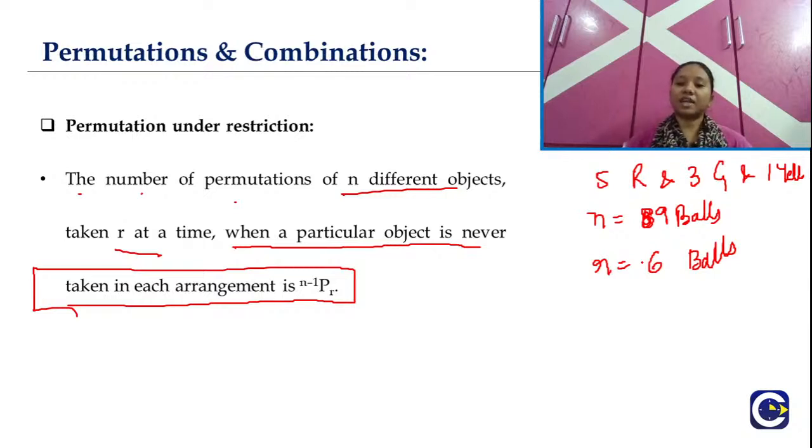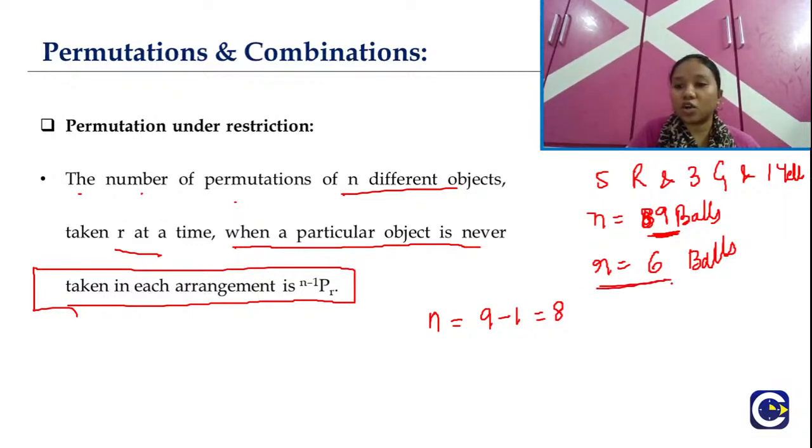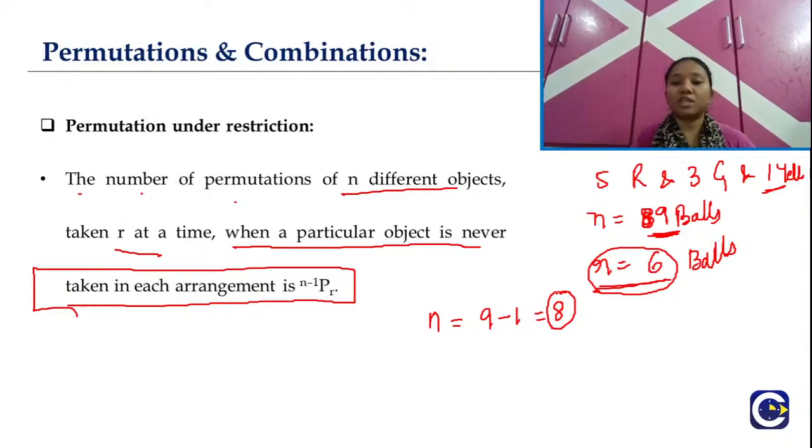So how will we do that? Amongst these 9 balls, we will already have this yellow ball. But according to the condition, that cannot be taken. So now what I'll do, I'll eliminate this yellow ball. Then my number n will become 9 minus 1, that is 8. So I have excluded my yellow ball, right? But should I include that yellow in these 6 balls? It cannot be included, which means excluding this yellow, I have to take 6 balls for the arrangement, right? So in this 8, we already removed that yellow ball.